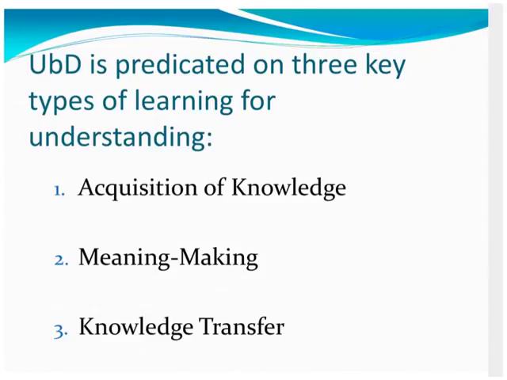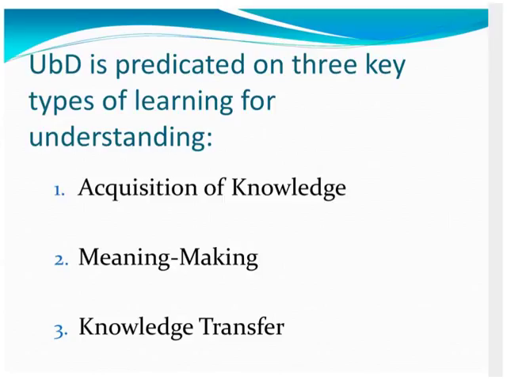UBD is predicated on 3 different types of learning for understanding. First, we have to worry about acquisition of knowledge, and this is just the students literally starting to learn the facts, learn the terminology, learn the basic skills. Then we want to start getting into meaning making, where they're actually internalizing that knowledge that they have acquired. Not only just memorizing facts and definitions, but actually starting to be able to restate those definitions or explain those concepts in their own words. So they've made meaning of the knowledge and started to internalize it into their personal schema and cache of information.